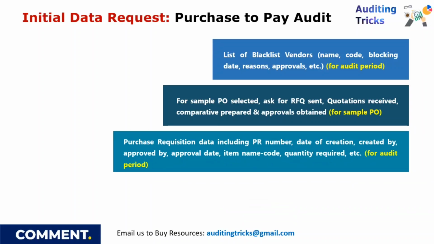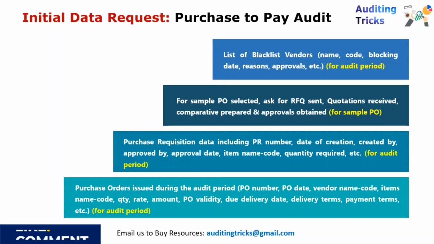You must ask for the purchase requisition data, which will include the PR number, the date when the PR was created, by whom it was created, who approved that PR, which department it is of, and the approval date. You can ask for the item code and name in that data, and the quantity which was required as per the user department. This data you can ask for the whole audit period.